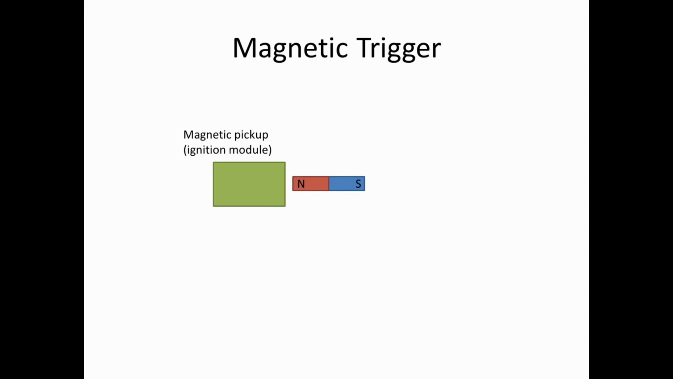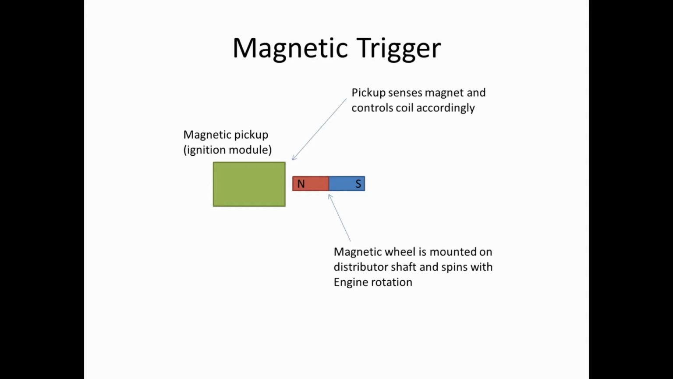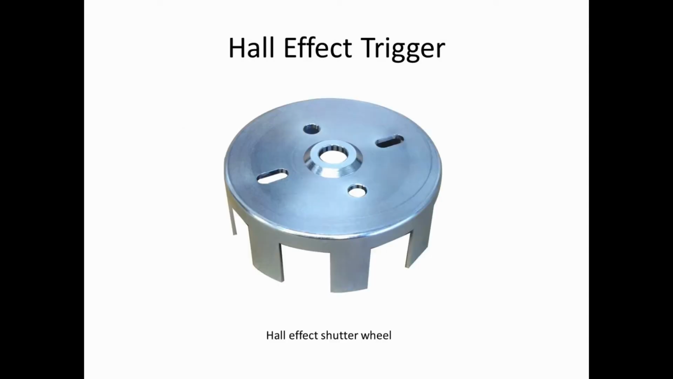This works basically by using a magnetic pickup, which is the ignition module, and a magnetic wheel that is mounted on the distributor shaft, and it spins with engine rotation. The pickup senses the magnet and controls the coil accordingly.